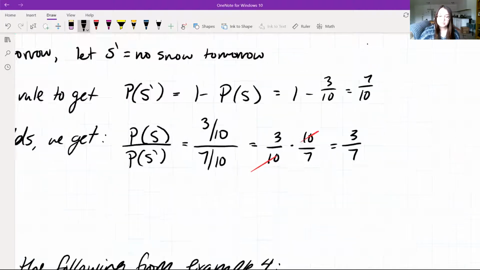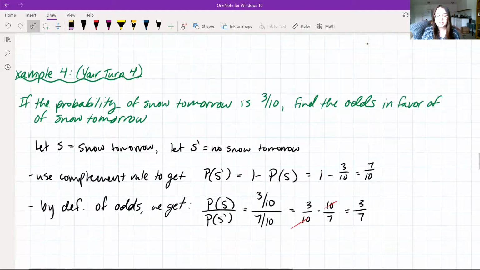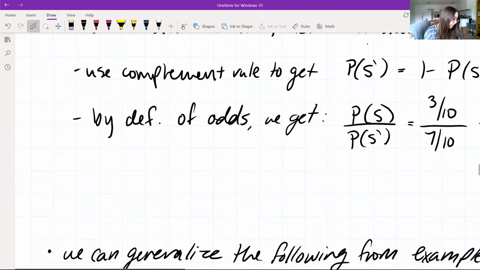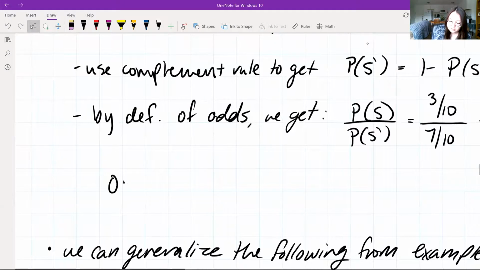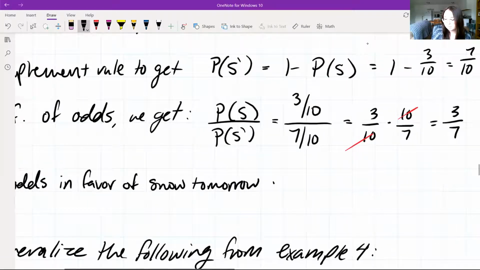So we're left with our value of 3 over 7, and we want to find the odds in favor of snow. So we have 3 over 7. When we write our final answer, we would say our odds in favor of snow tomorrow is 3 to 7.